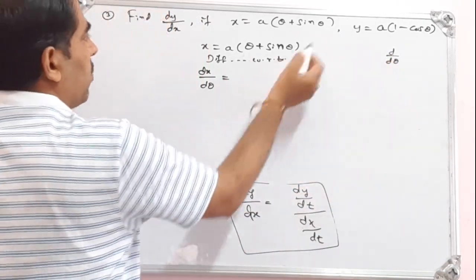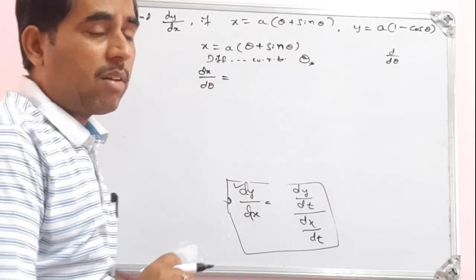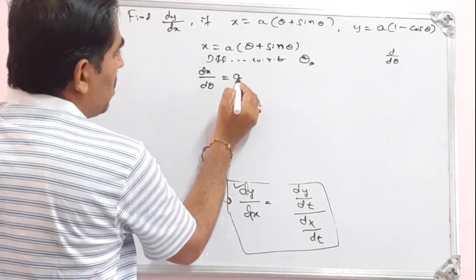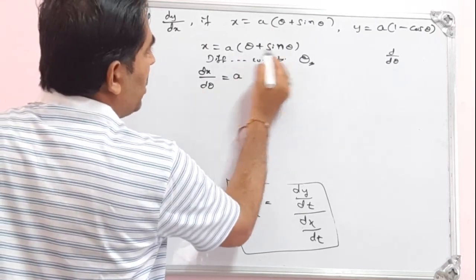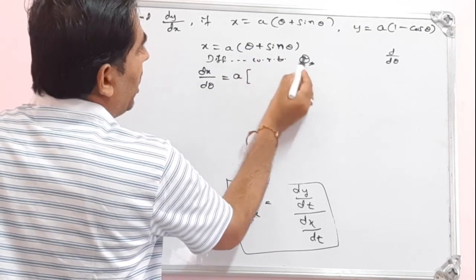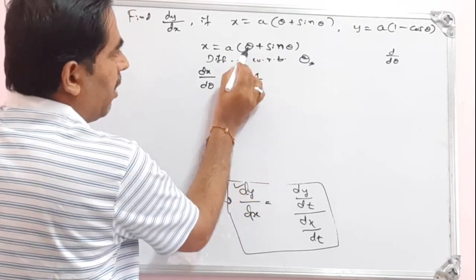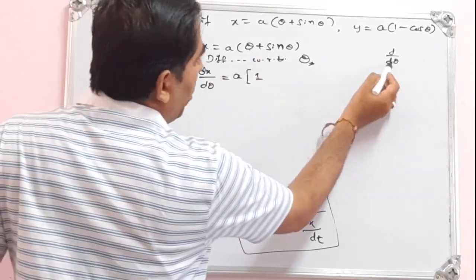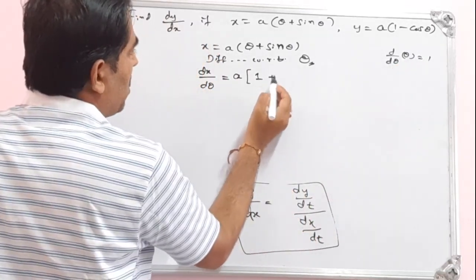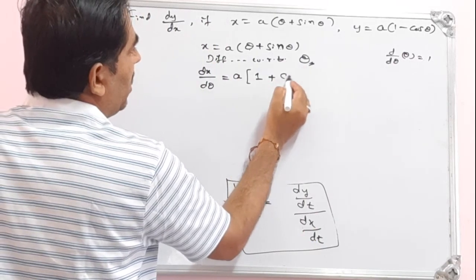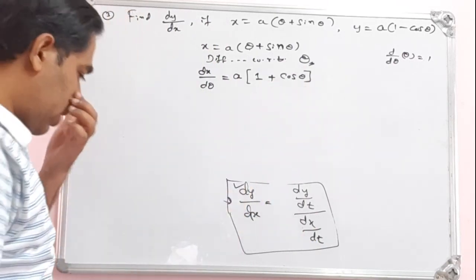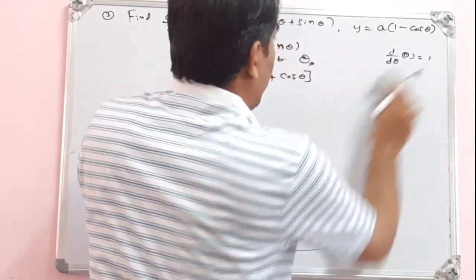Now the derivative of the right hand side. Here we have to be very careful. We don't have to differentiate a; I will write a as it is. I have to differentiate the inside quantity. There are two terms. So a into the derivative of theta with respect to theta, which is 1, plus the derivative of sin theta, which is cos theta. So that is the derivative of the first function.